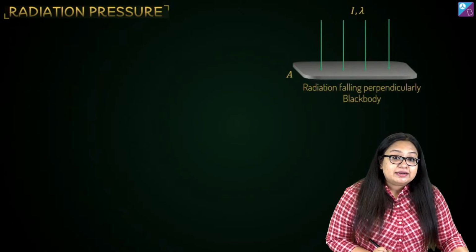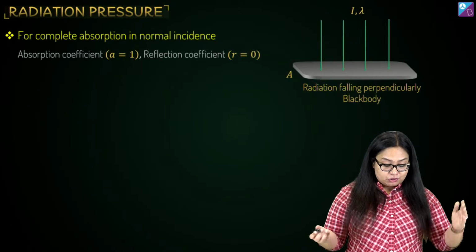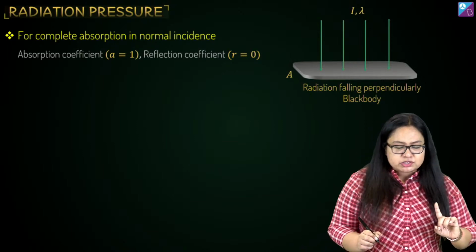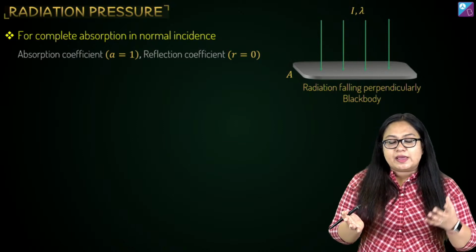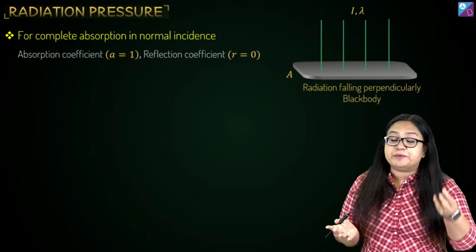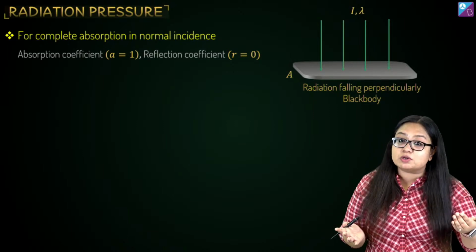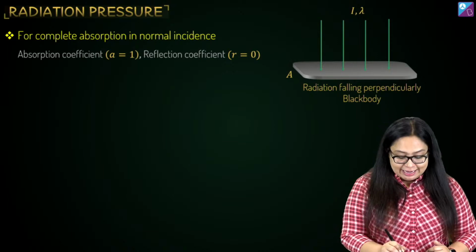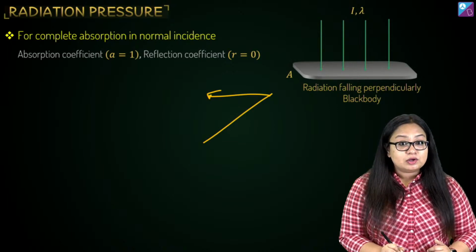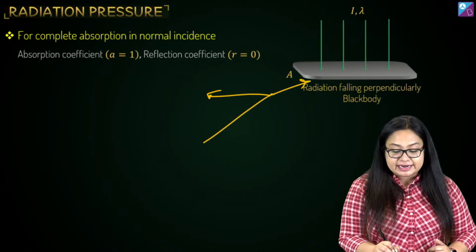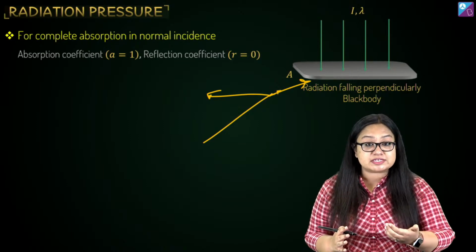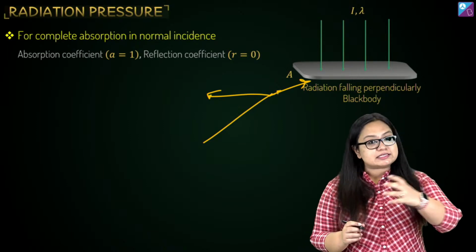Now let's calculate radiation pressure. So how do we calculate that? Let's take the first case now. The idea here is that in optics, and in waves also, you've seen that when light falls on a surface, it gets reflected or refracted or absorbed. Waves, radiation, when it falls on a surface, it gets reflected or it gets absorbed.